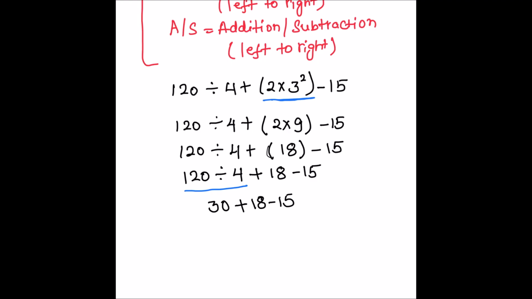Now we can solve addition and subtraction from left to right. On the left side we have addition, so first we'll solve 30 plus 18, which will give us 48, minus 15. Now 48 minus 15: 8 minus 5 is 3 and 4 minus 1 is 3, so 33. So the final answer is 33.